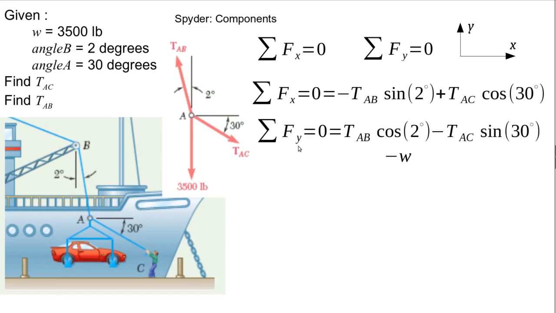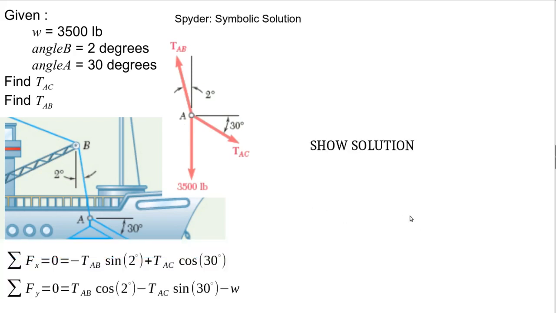Likewise, sum of the forces in Y equals 0. That gives me, again, Y is up, so TAB times cosine of 2 degrees would be the force up from TAB. TAC times sine of 30 would be the force down, so it's negative, and our weight's acting down, so we make that negative also. Now I'll save those equations since that's what we're going to solve. Again, we have two unknowns, TAB and TAC, and we have two equations.